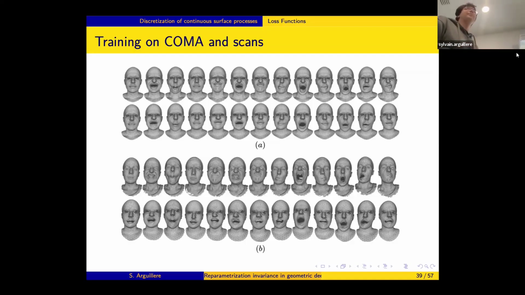To be clear, the third row is a raw scan. The fourth row is what you get when you train on the raw scans. And then the first row is the pre-registered meshes. Exactly. On the raw scans.